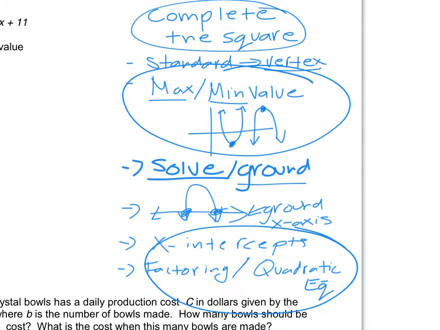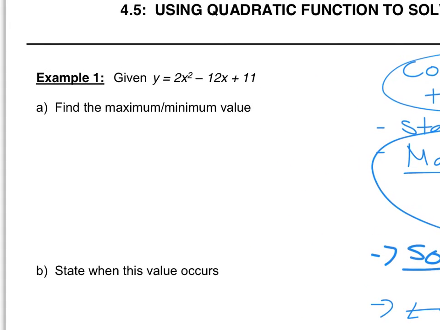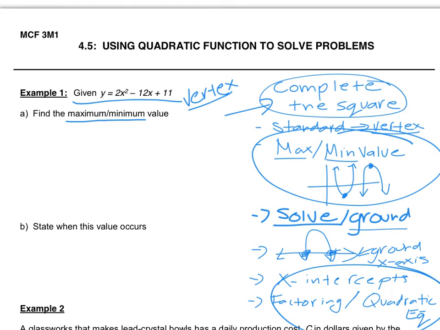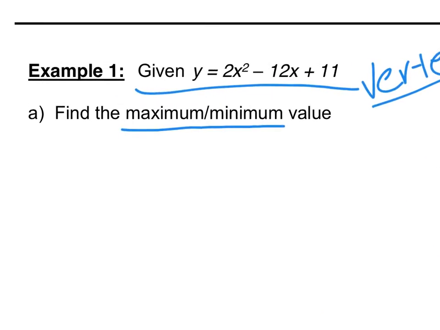So let's look at the first example over here. It gives me the quadratic equation in standard form, and then, go figure, it asks me for the max or min, and then it says when does that value occur. So basically it's asking me for the vertex. In order to solve for the vertex, what do we need to do? We need to complete the square. So we're going to be completing the square with the first one here.